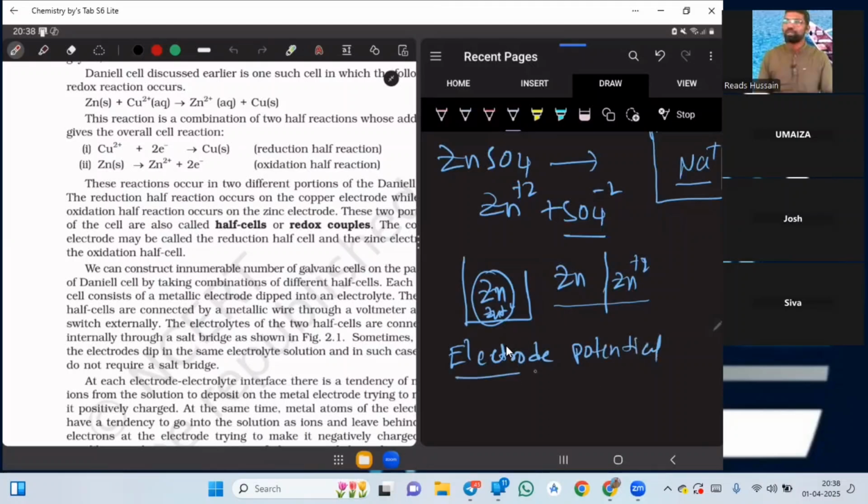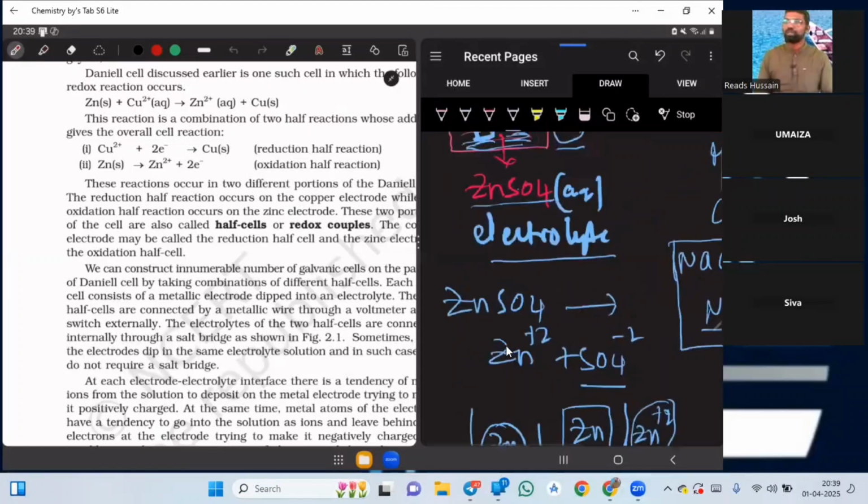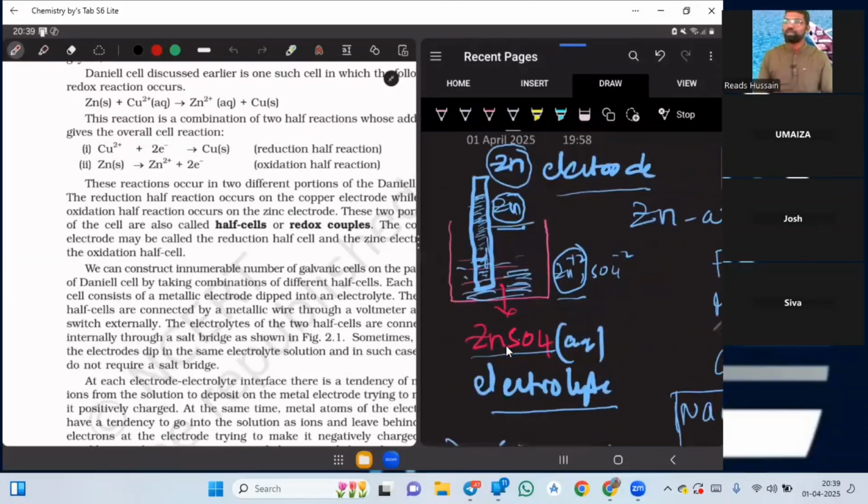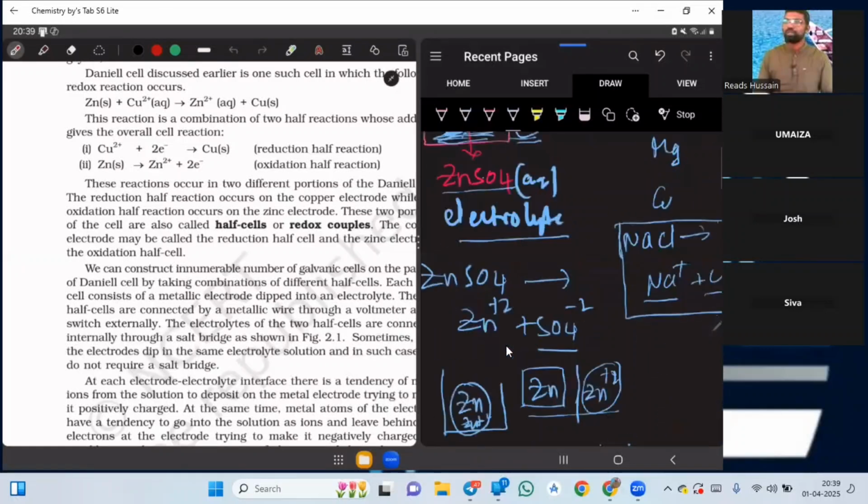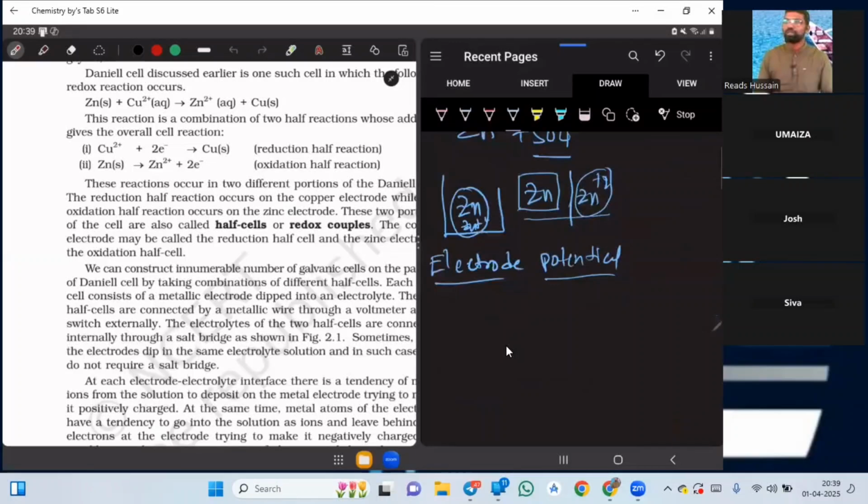So, can you understand this electrode potential? How can we define it? It is simply when a metal atom is in contact with metal ions. Where are these metal atoms present? Metal atoms are present in the electrode. Where are the ions present? Ions are present in the solution. So when metal atoms and metal ions are in contact with each other, there exists some potential difference, and this potential difference is called electrode potential.